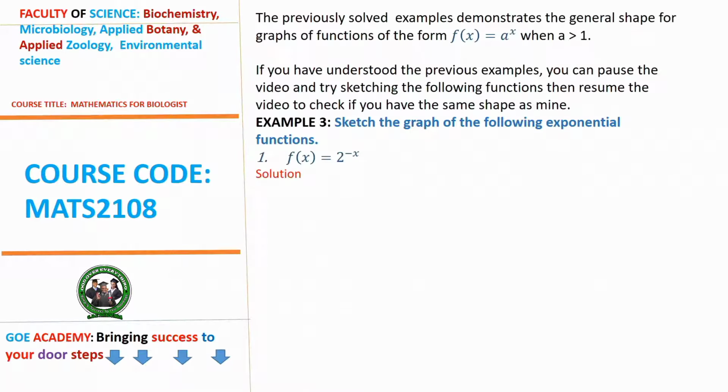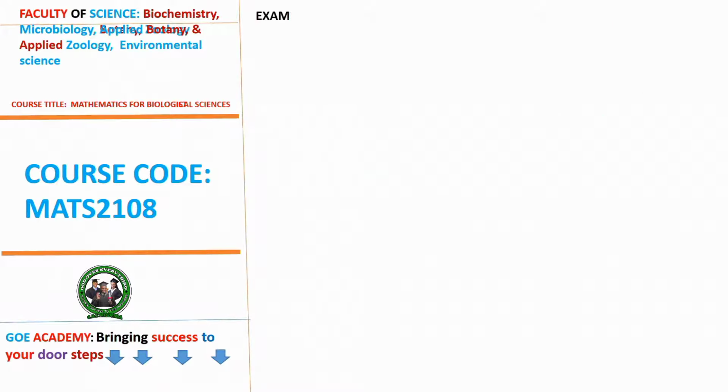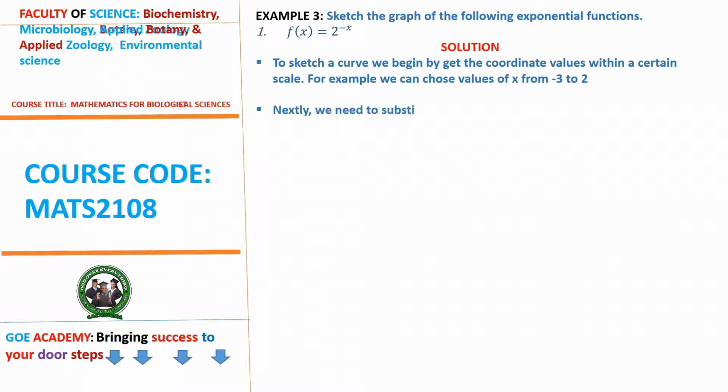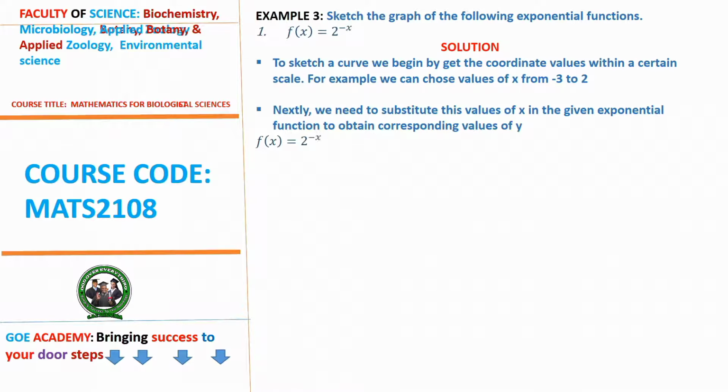If we're asked to plot or to sketch the curve f of x equals 2 raised to the power -x, we follow the same approach. Get your coordinate values. So first case, when x equals -3, I have 2 raised to the power -(-3). Be careful, whenever I see two negative signs together, it tends to become a positive. So this is the same as 2 raised to the power 3, which is equal to 8. Same thing when we have -2, we have 2 raised to the power -(-2), which gives us 2 raised to the power 2, which is 4.